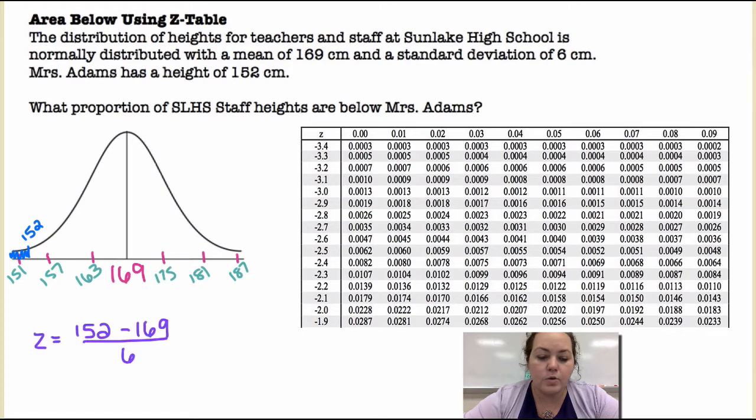So I'm going to find the z-score for 152. 152 minus my mean, 169, divided by my standard deviation of 6, gives me a z-score of negative 2.83. When I look at my table, negative 2.83 gives me a value of 0.0023. So 0.0023 is my proportion, or 0.23%. Not a lot of people shorter than Miss Adams.